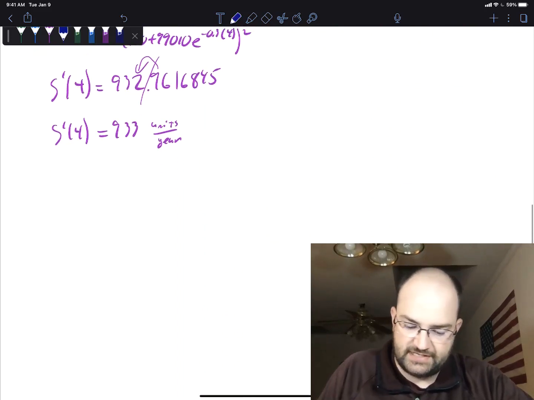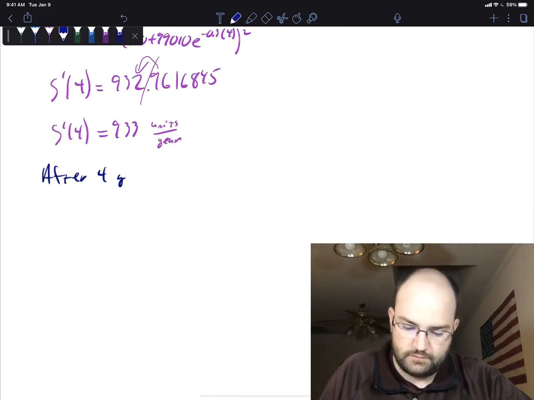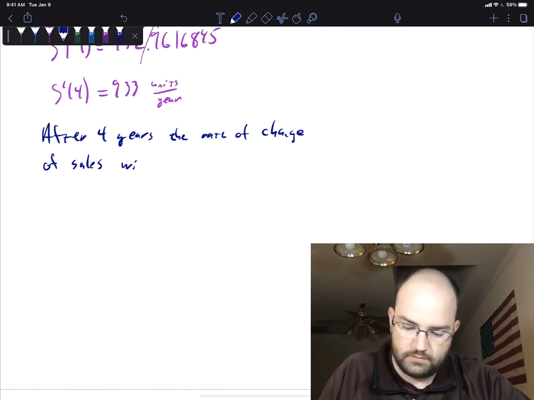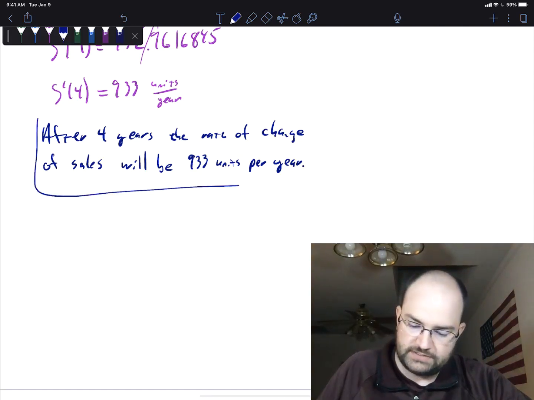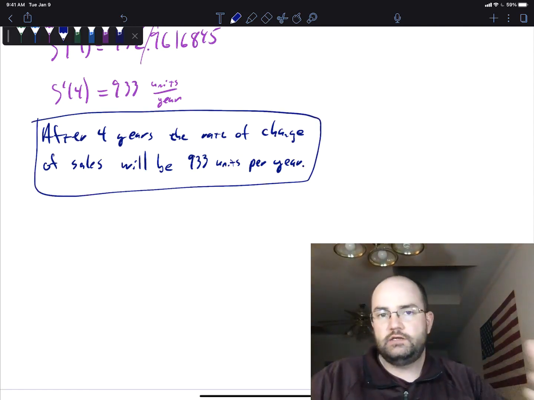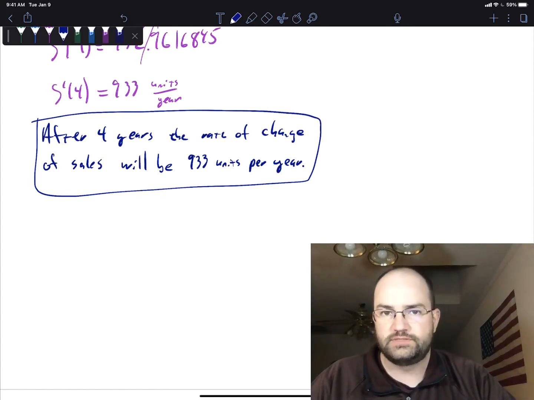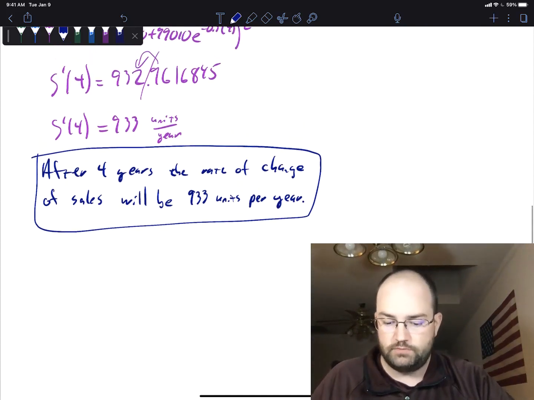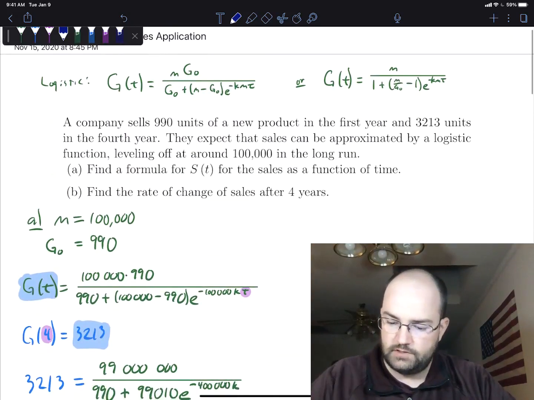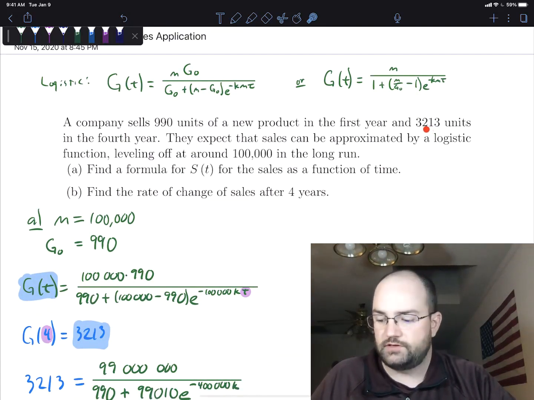So what this tells me is that after 4 years, the rate of change of sales will be 933 units per year. Now what that means is that in the 4th year, they are increasing the number of sales by 933 units per year, which is good, considering that in the 4th year, they were selling 3,213 units.